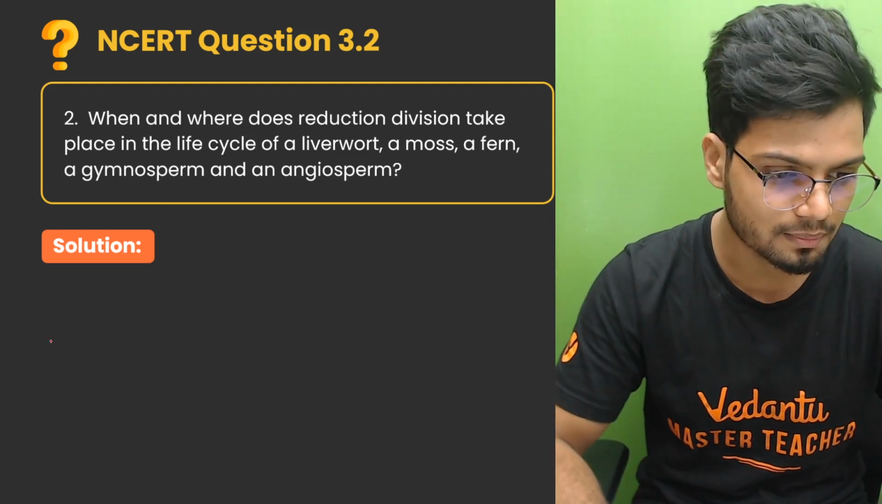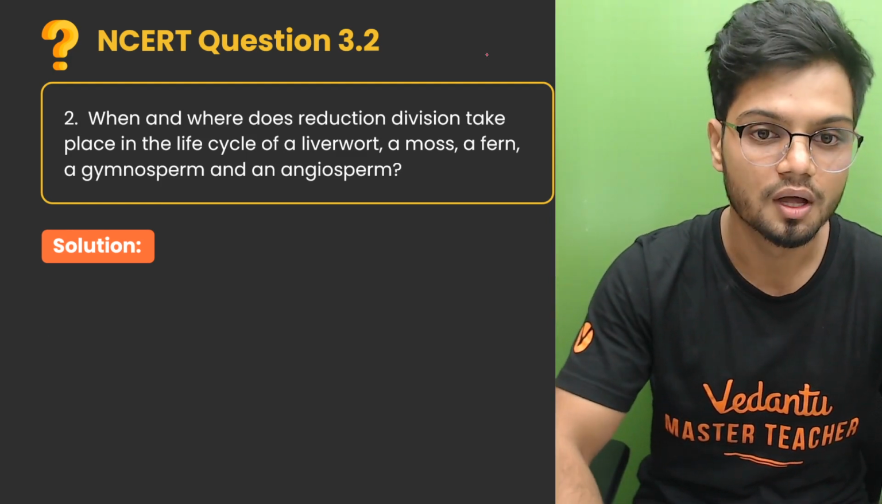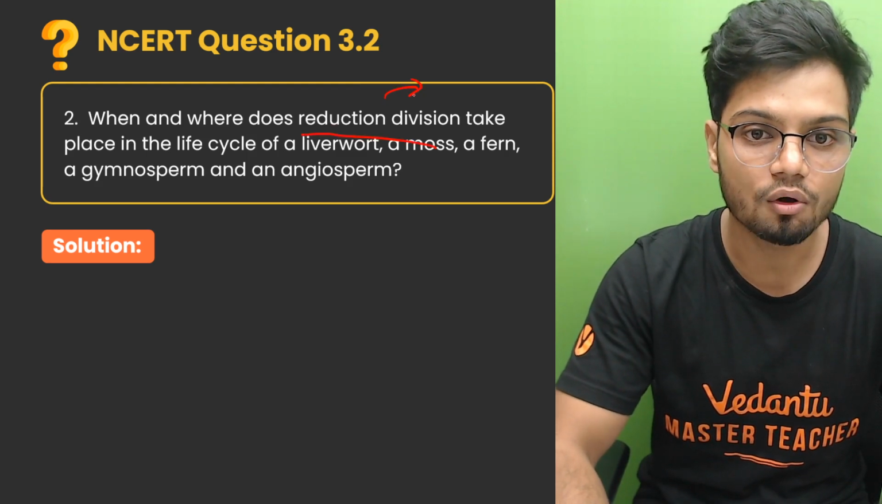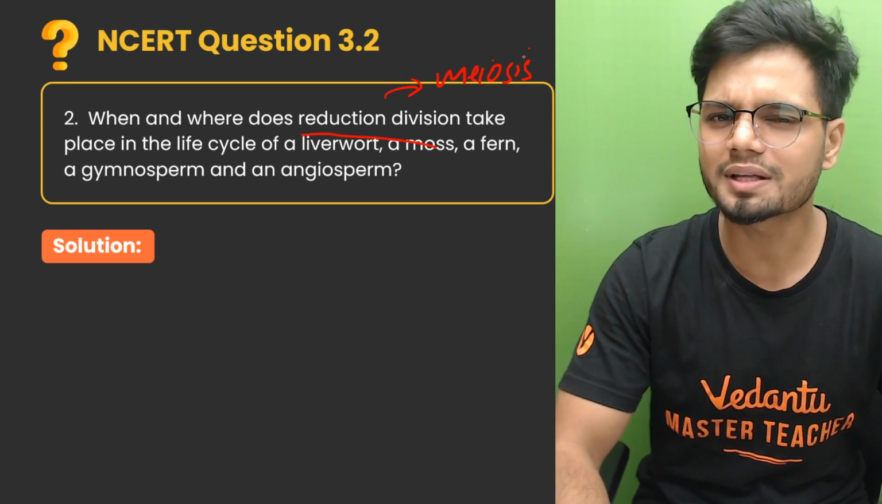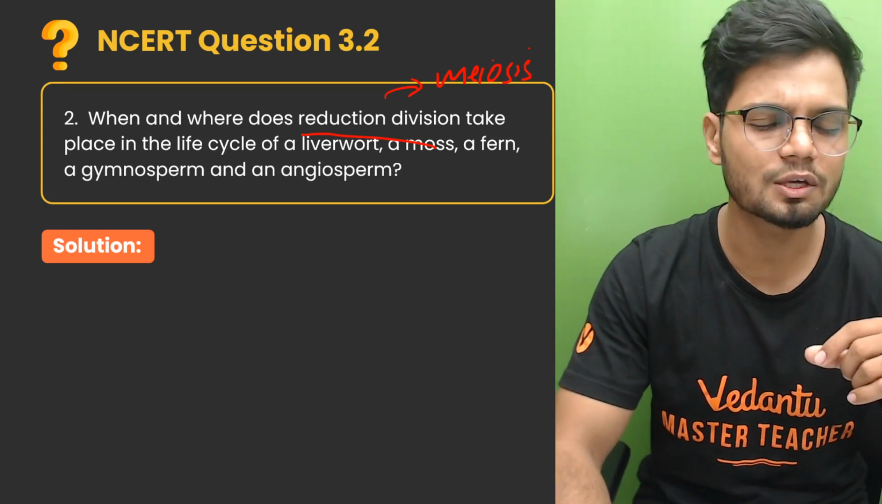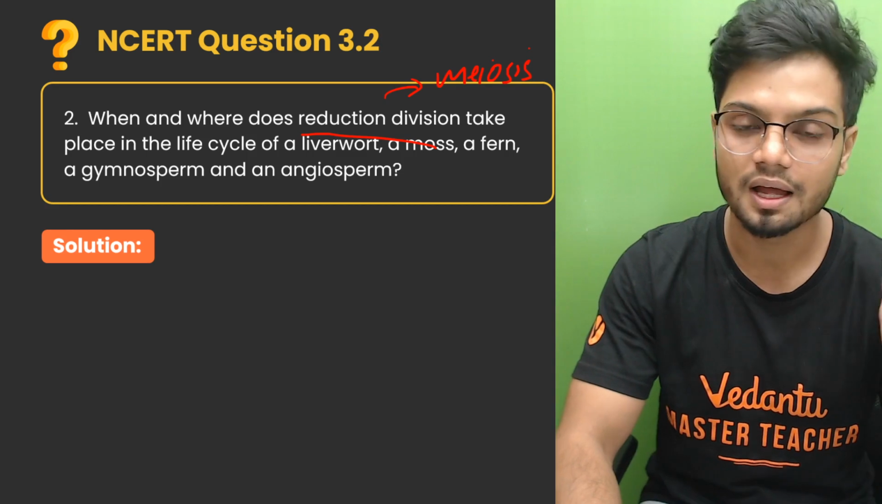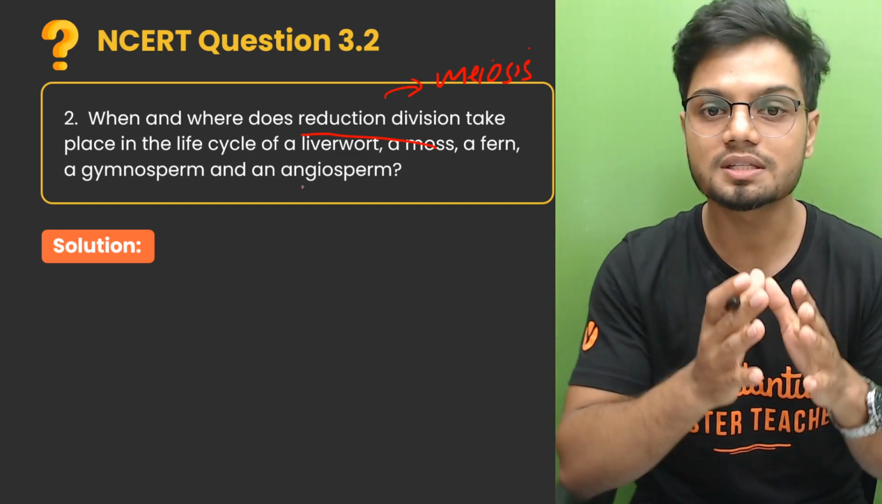So what do you understand by reduction division? Reduction division means meiosis. Then what is equational division? Comment down if you know what equational division is. So we know reduction division is meiosis.